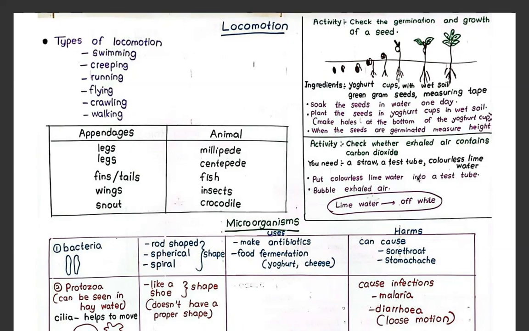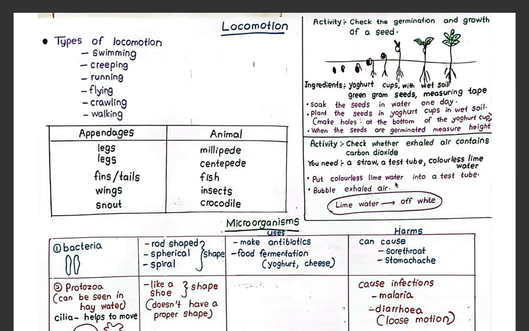Then there's another activity which you can do in order to check whether exhaled air contains carbon dioxide. What do you mean by exhaled air? අපි ප්‍රශ්වාස වාතය. අපි පිට කරන වාතයට අපි කියනවා exhaled air කියලා. Right? So, in order to check whether exhaled air contains carbon dioxide, you need a straw, a test tube, and colorless lime water. පාටක් නැති දෙහි යුෂ.